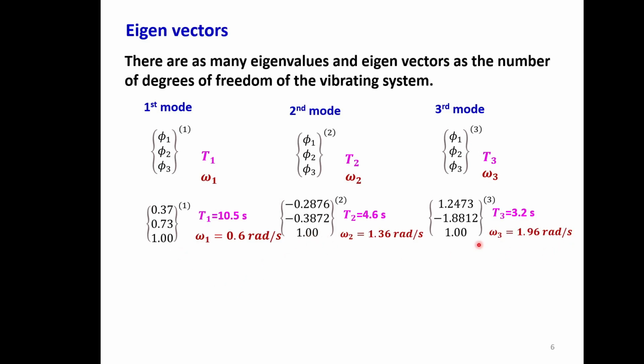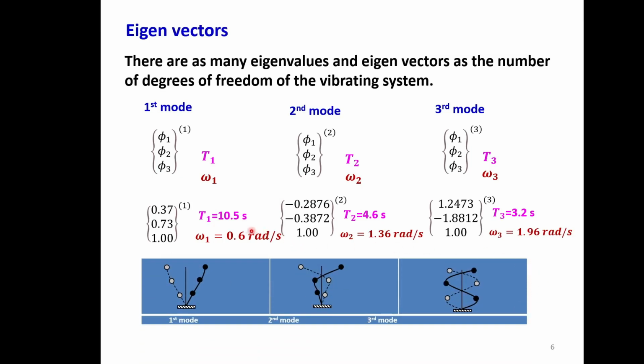But the highest mode has another pattern. The pattern is one mass on the right hand side, next mass on the left hand side, next mass again on the right hand side, and so on alternately. So all the masses here in the highest mode are out of phase. This is what is called out of phase. And in the first mode, all the masses are in phase.